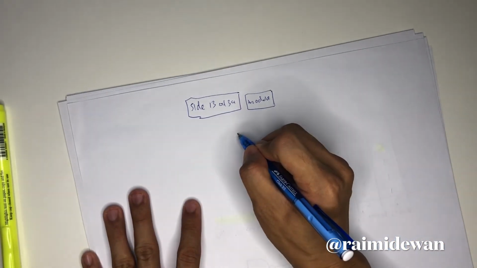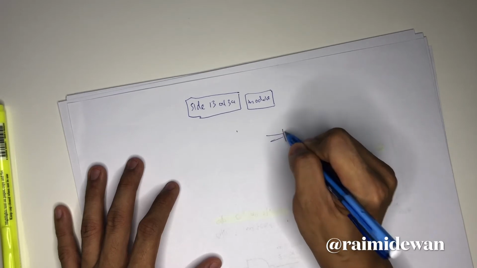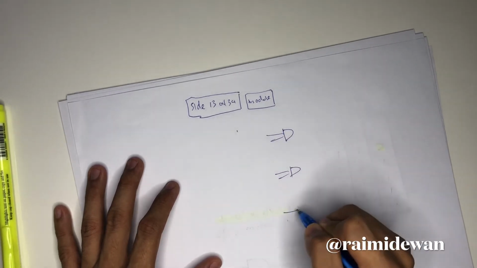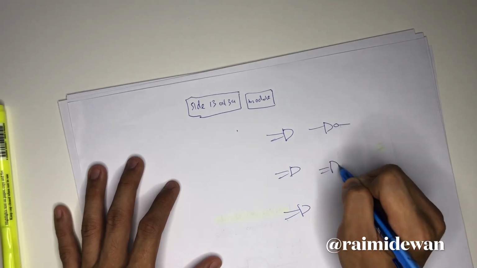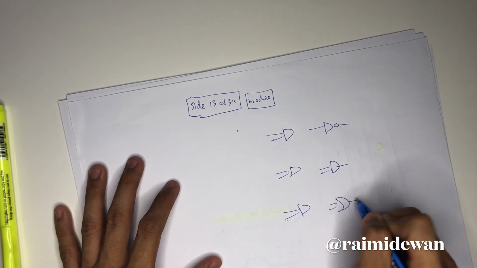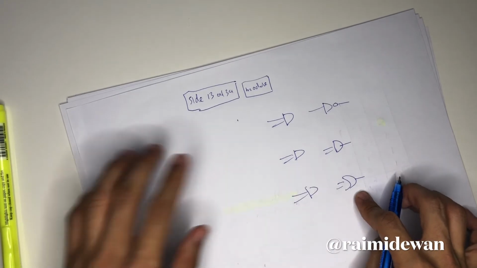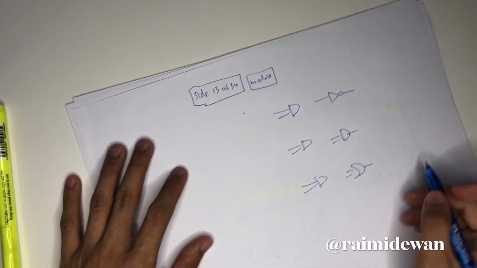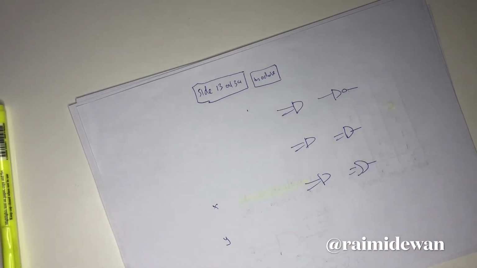So NAND is a universal gate. One of it can be used to produce a NOT gate, your AND gate, your OR gate. For example, to have an OR gate with 2 inputs x, y, so what can you have?